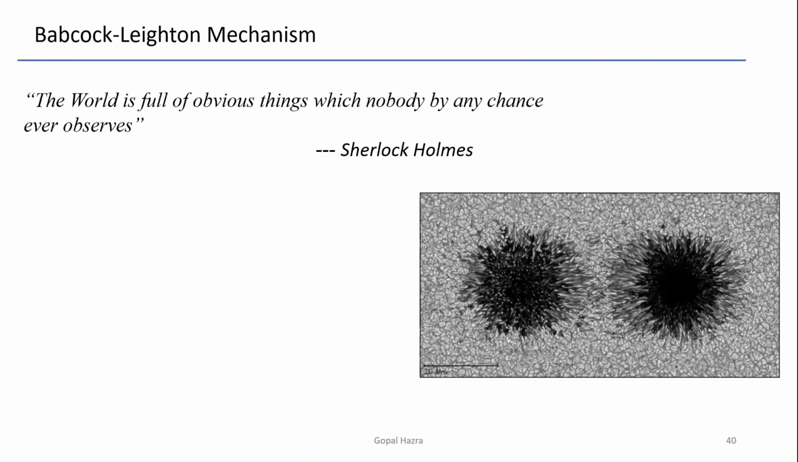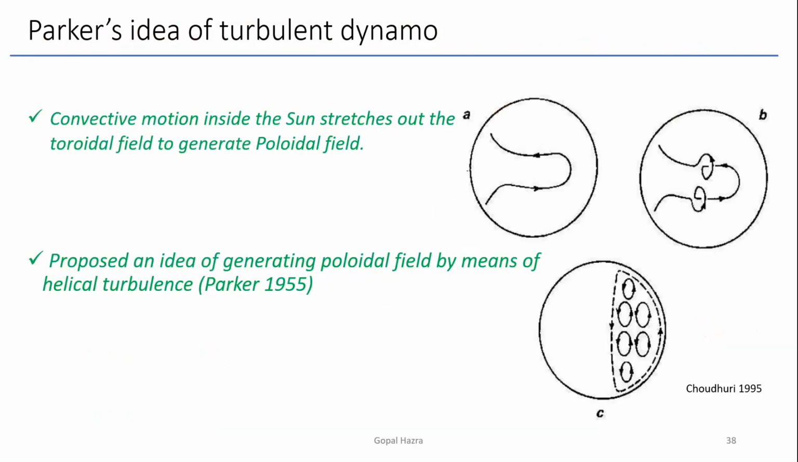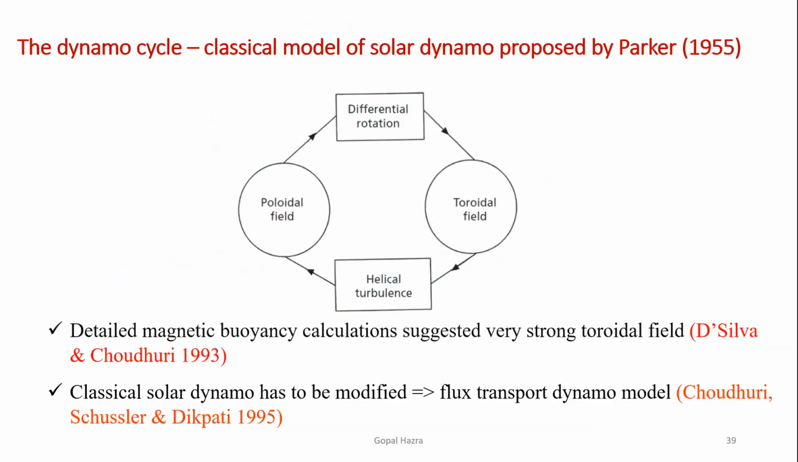Okay, so before I go to this story, you see this idea was given. So now the basic idea is you have the poloidal field, you have the differential rotation, and it's creating the toroidal field, and then the helical turbulence is inducing and creating the poloidal field. That is the classical dynamo theory.